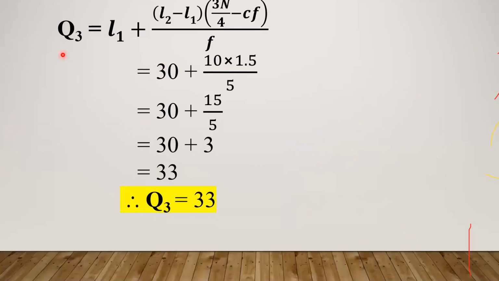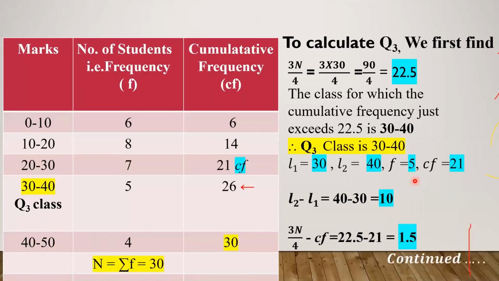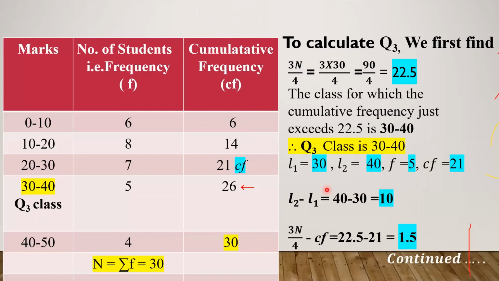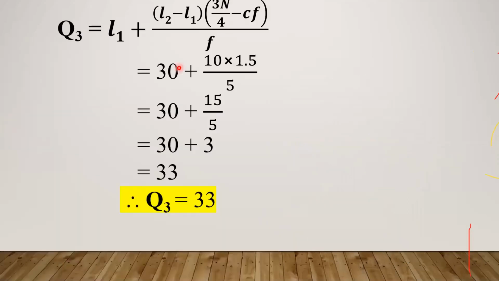Look at here. Q3, this is the formula. L1 का value है 30 plus what is L2 minus L1? It is 10. 3n by 4 minus CF कितना आया था? It was coming as 1.5. Okay. So I will write here 1.5. What was F? F was 5. Okay. So I will put the value of F as 5.